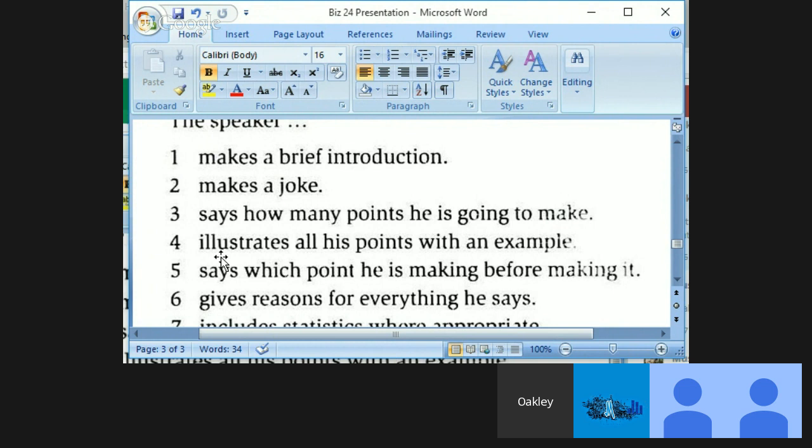Illustrates all his points with an example. This depends on the time of the presentation and the type of the presentation, of course. By the way, this is related to the last point. When you mention to the audience, this is our point, like maybe 1, 2, 3, 4, for example, then in this section you have to give them detail about that point, and maybe I am with the idea of supporting them with examples. But sometimes you don't have a time or something like that. Maybe you have to mention to them, this is just the outline.